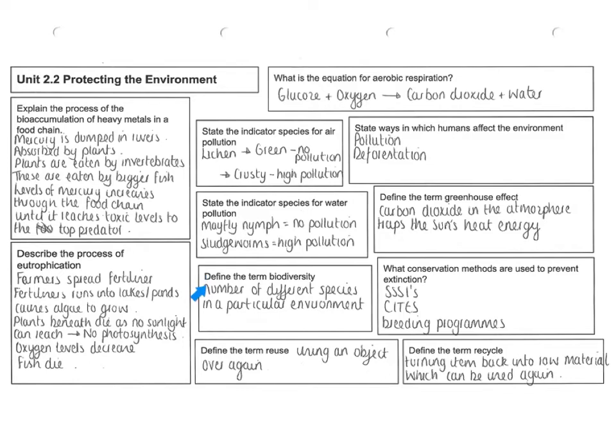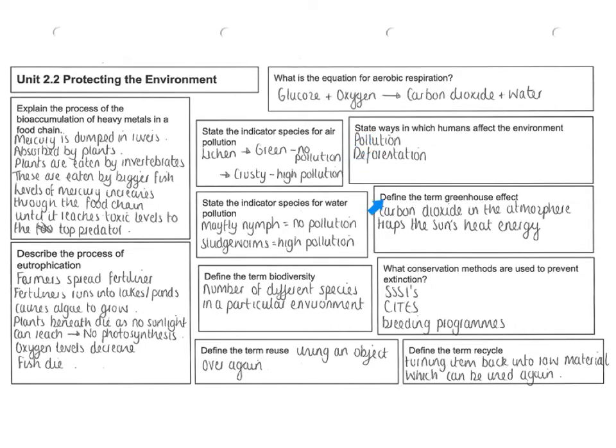Define the term biodiversity: the number of different species in a particular environment. Define the term reuse, so it's using an object over and over again. Define the term recycling: turning an item back into the raw material it's made from, which can be used again. State ways in which humans affect the environment, so pollution, deforestation, etc.